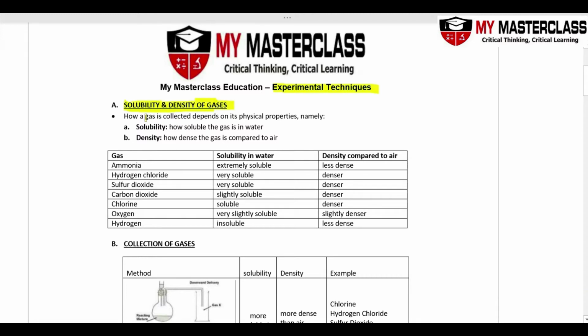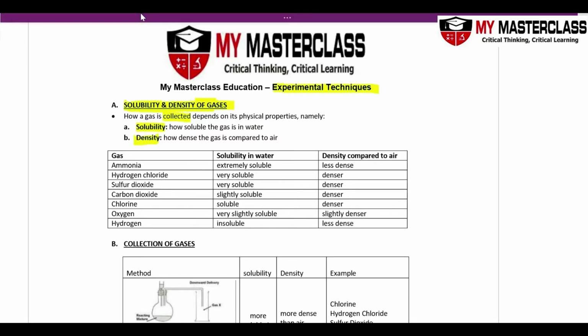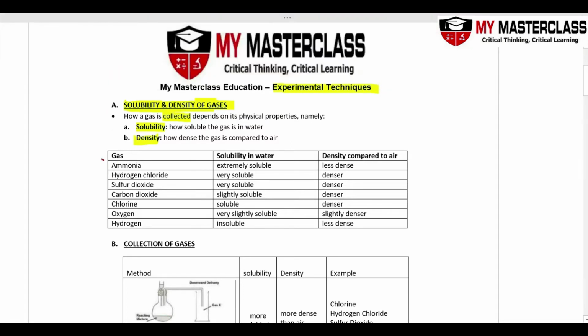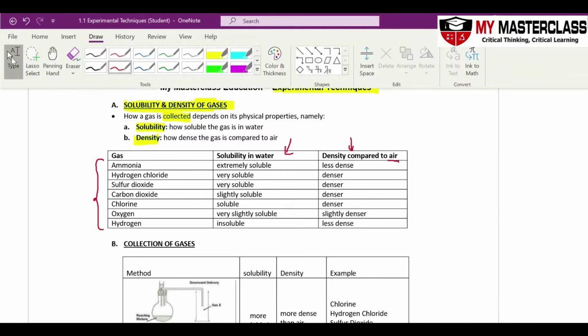First of all, we need to know how to collect gases that are produced in a chemical reaction. We collect these gases based on solubility and density. These are the common gases that we will always see in the lab moving forward, and we have their solubility and density here. When we talk about the density of these gases, we are comparing it with air, the surrounding air that is around us.